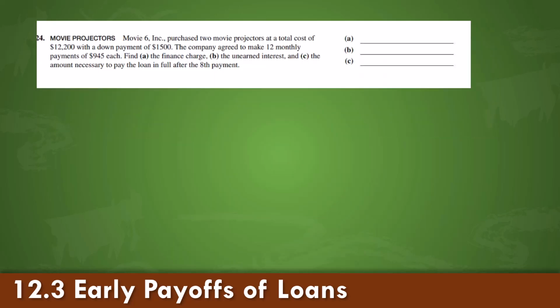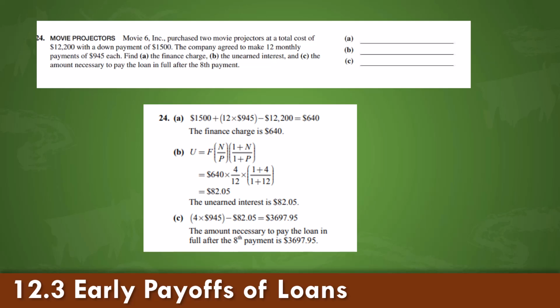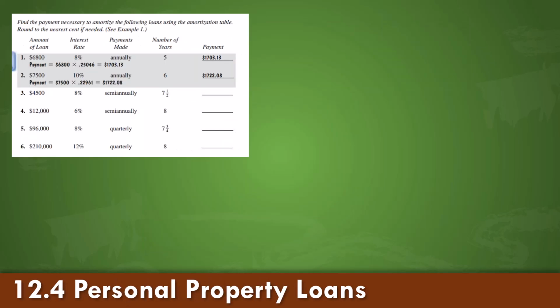This is a word problem, very similar to what you'll see in my lab. Identifying the finance charge, the unearned interest, and the amount necessary to pay the loan in full. Let's move on to personal property loans.